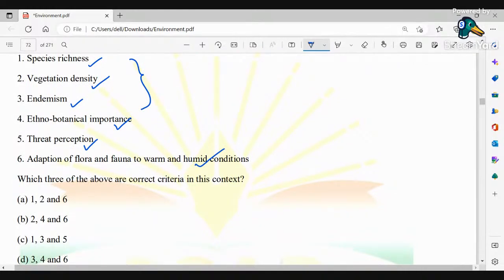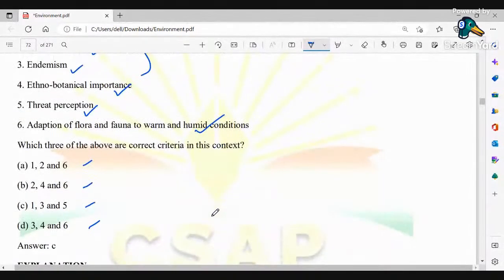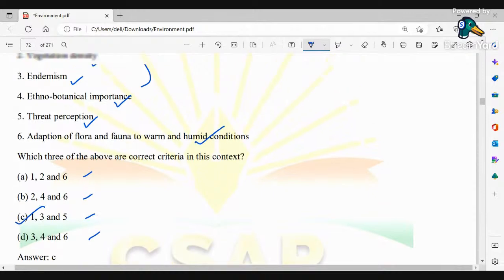So, you have got these four options: 1, 2, and 6; 2, 4, and 6; 1, 3, and 5; and 3, 4, and 6. Anyone with the correct option over here? C, okay. 1, 3, and 5. Any other comments? A, okay. B, okay. Okay, C, fine. So, here the correct option is C. That is 1, 3, and 5.